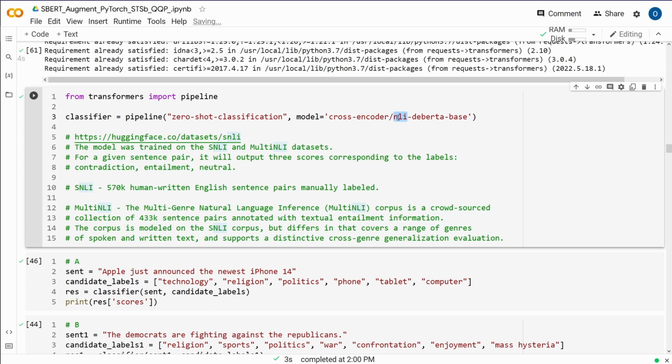And please do always this. Have a look at the data set. You have here a beautiful HTTPS link, huggingface.co datasets SNLI.